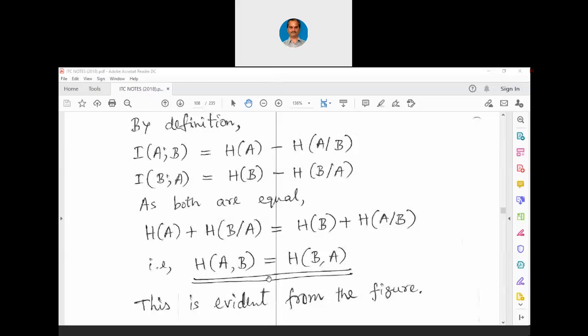H(A,B) equals H(B,A), and this is evident from the figure. It means that, joint entropy wise, whether it is source and destination together or destination and source together, it does not matter much.